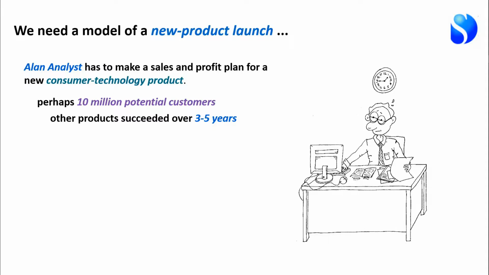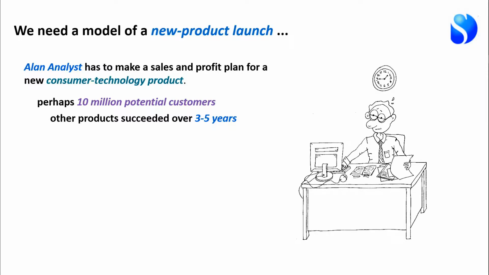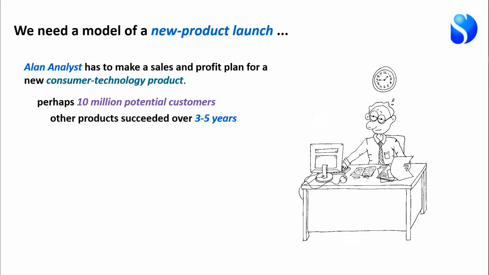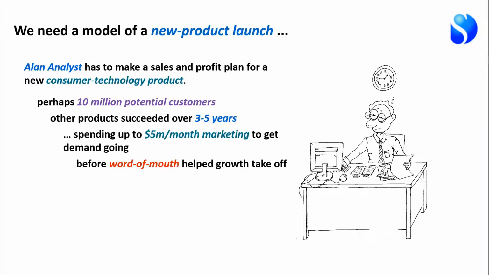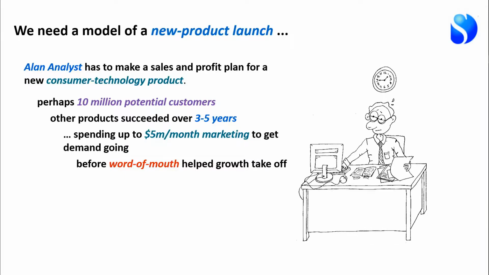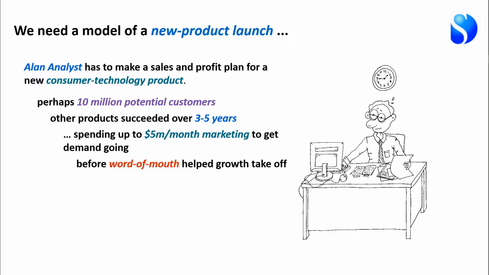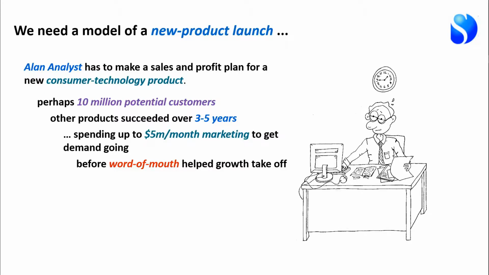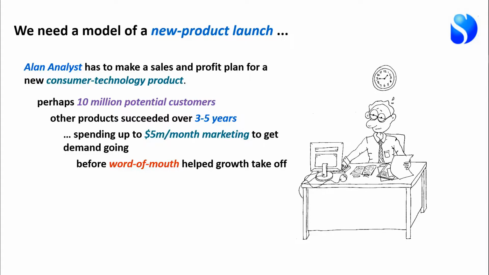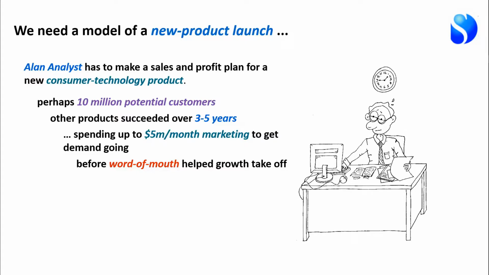And other products like it have succeeded over some 3 to 5 years, or else they've not succeeded and failed to be successful products. They've achieved that by spending something like $5 million per month in marketing, not always the same amount all through the life of the product launch. That starts demand going for the product before word of mouth starts to help that growth accelerate.